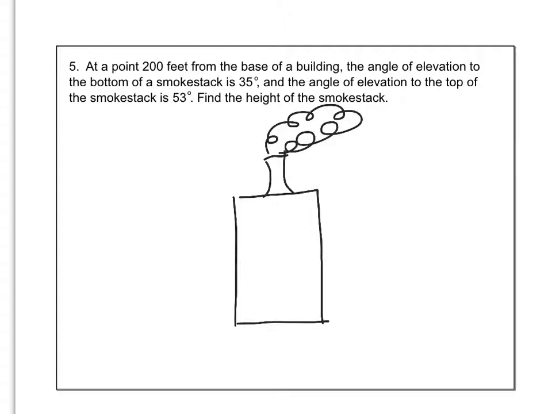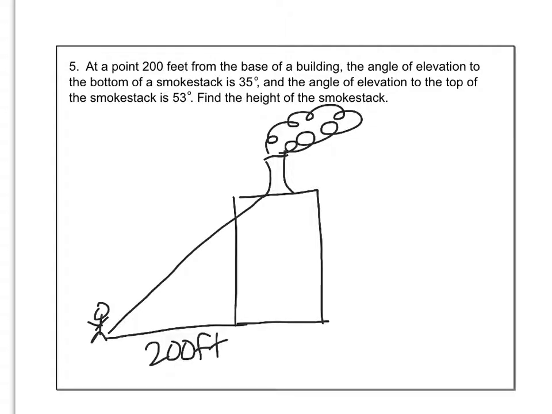So what it tells me is I'm down here on the ground, and I'm looking up to the smokestack, which is 200 feet away, so that can go on the ground. When I look up to the smokestack, to the bottom of it, it's an angle of 35 degrees, but when I look up to the top of it, the angle is 53 degrees. And my goal is to find the height of the smokestack.